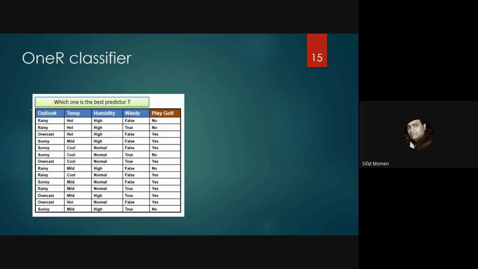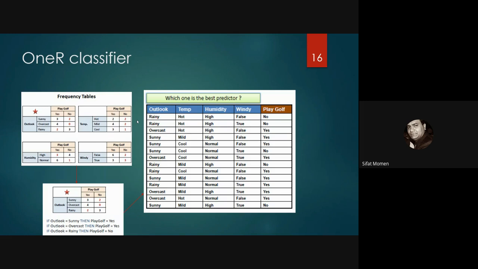Clear? Is it the outlook? Is it the temperature? Is it the humidity? Or is it the windy? How does it do that? Let me show you what it does. Shall we? Now, I want all of you to look at this carefully. How many predictors do we have? Four predictors, right? Outlook, temperature, humidity, and windy. For each of these predictors, it's going to create a frequency table: for outlook, for temperature, for humidity, as well as for windy. Okay?